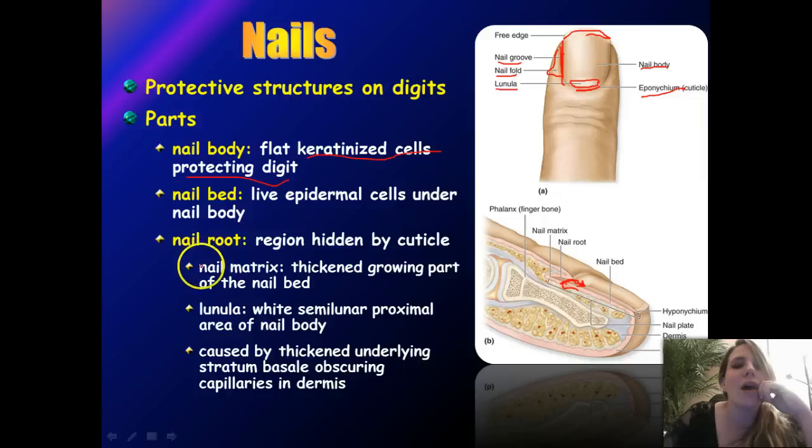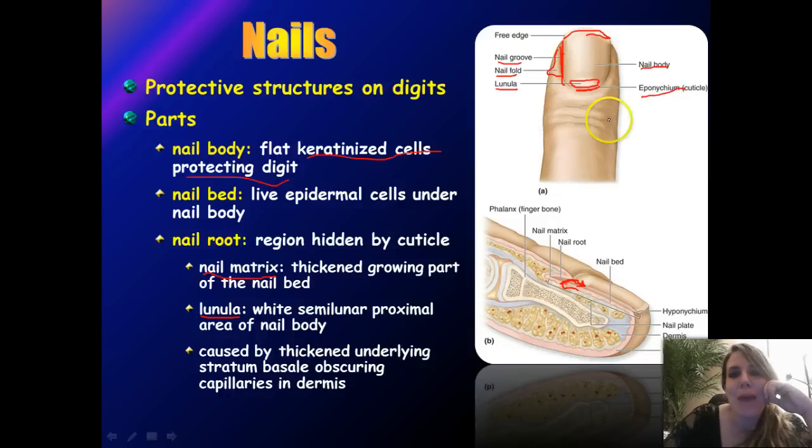Okay, so just some more vocab here. Your nail matrix is the thickened growing part of the nail bed. We already said the lunula, however you want to say it, is that white proximal area there.